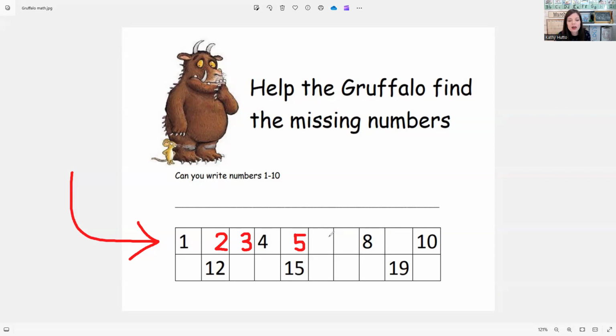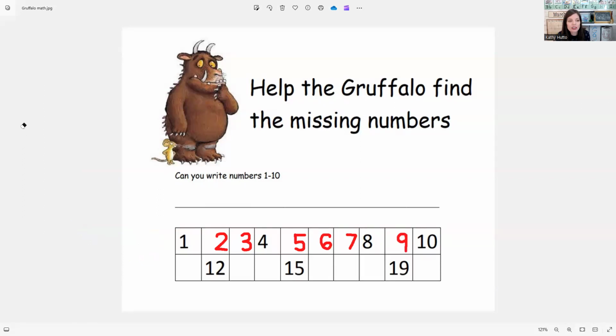Uh-oh, another missing number. 6. Good. After 5 is 6. What's after number 6? 7. Good. 8 is not missing, but uh-oh, something after 8 is missing. 1, 2, 3, 4, 5, 6, 7, 8, 9. Good job, 9. And then 10.